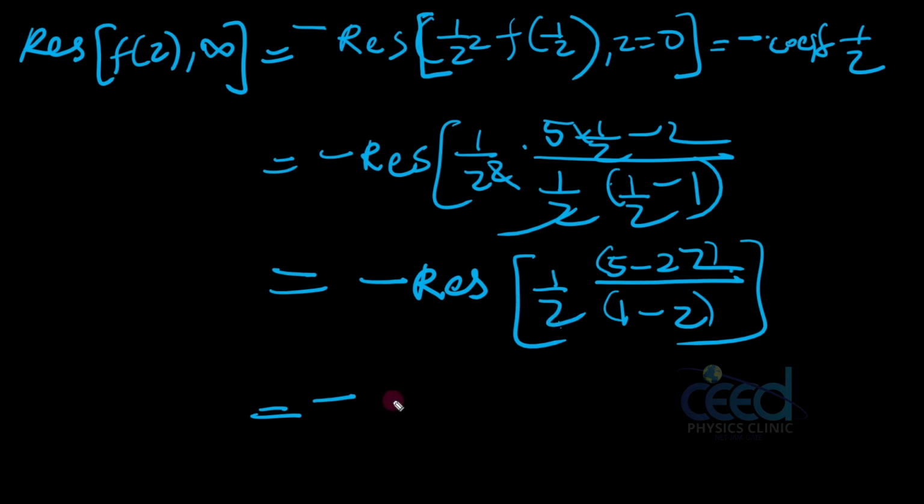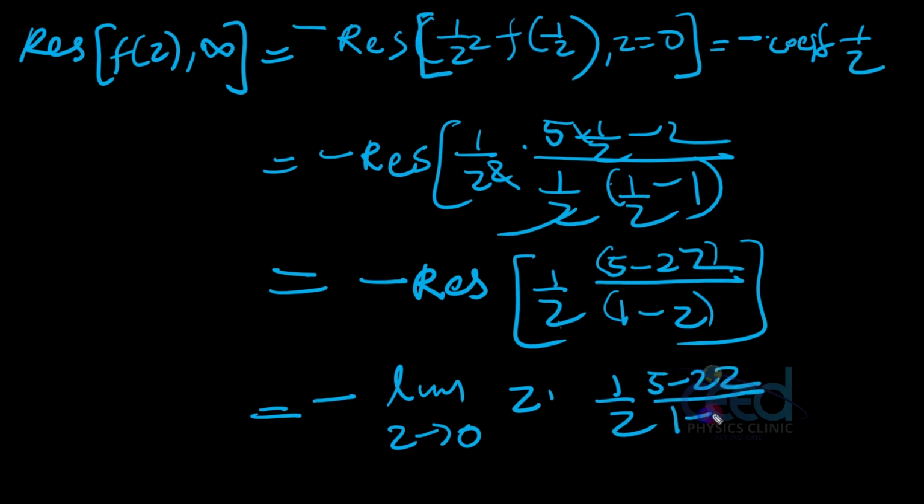So I can write the limit as z tends to 0 of z into 1 by z f of z, that is 1 by z into (5 minus 2z) divided by (1 minus z), right? So this z cancels, I can directly put z equal to 0 here, so the answer is minus 5, right? So this is the residue at z equal to 0, which we can calculate using the simple pole method that we applied here.